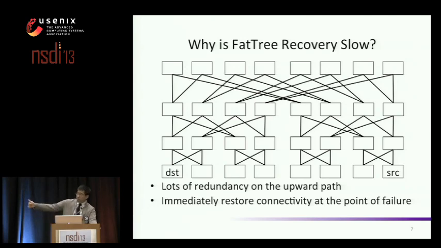When this source on the very right wants to send to this destination on the very left, it sends a packet upwards until it reaches a root with a direct path to the destination. And at each of these levels, we could have taken a different path. So there's a fair amount of path diversity that's inherent to this topology. When a failure occurs on the upward half of this path, we can exploit this property to immediately restore connectivity at the point of the failure.